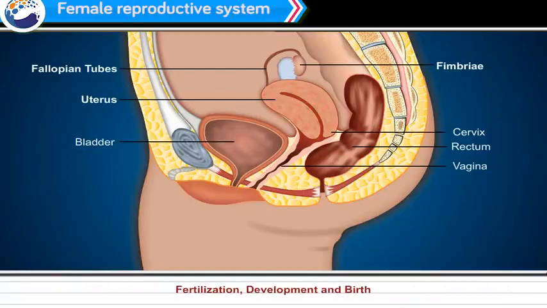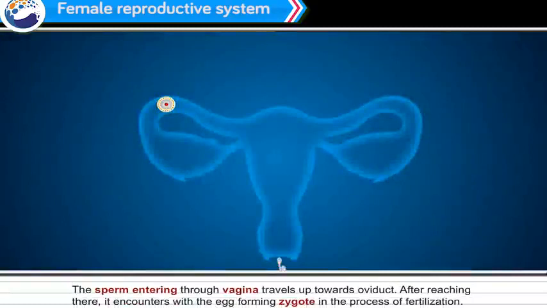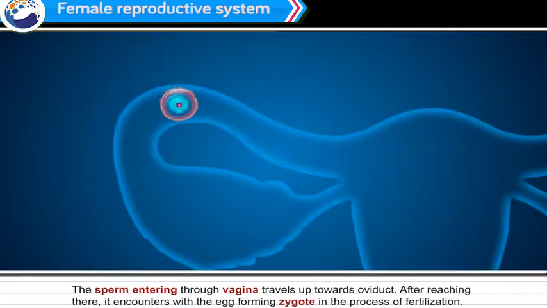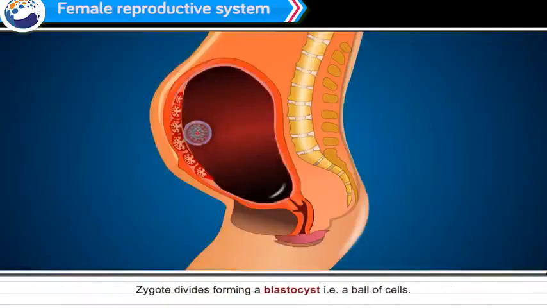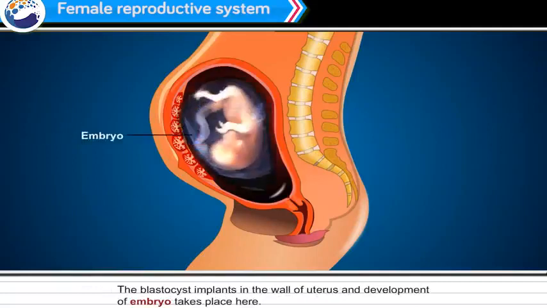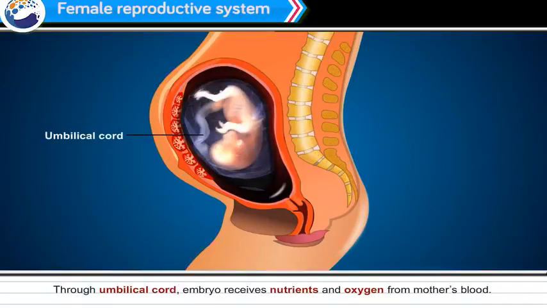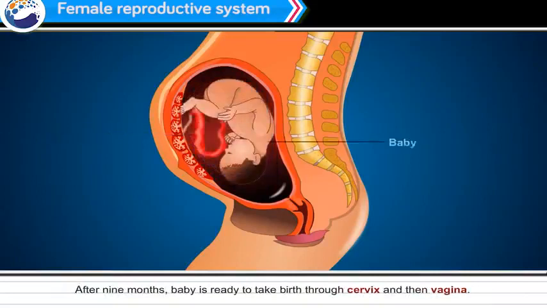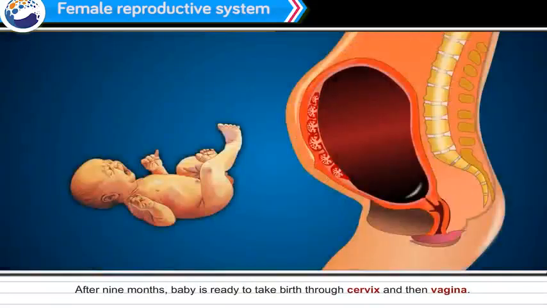Fertilization, development and birth. A. The sperm entering through vagina travels up towards oviduct. After reaching there, it encounters the egg, forming zygote in the process of fertilization. B. Zygote divides, forming a blastocyst, that is, a ball of cells. C. The blastocyst implants in the wall of uterus and development of embryo takes place here. D. Through umbilical cord, embryo receives nutrients and oxygen from mother's blood. E. After 9 months, baby is ready to take birth through cervix and then vagina.